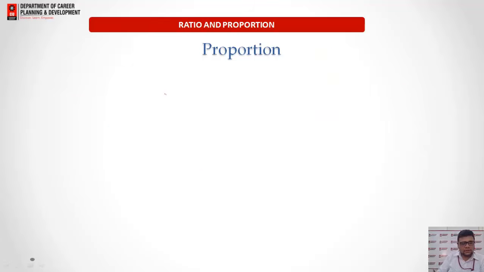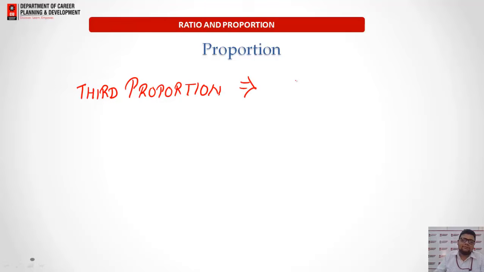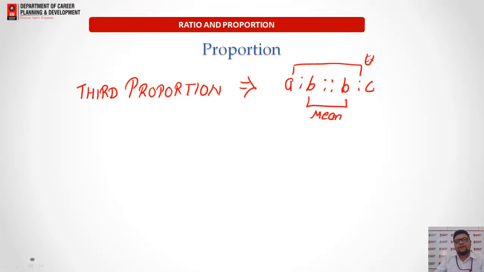Okay. Now the second is third proportion. There is only one change in third proportion. Here the mean values will be same. See how A is to B proportionate to B is to C. These mean values are same. Mean values are same and extreme values are different.